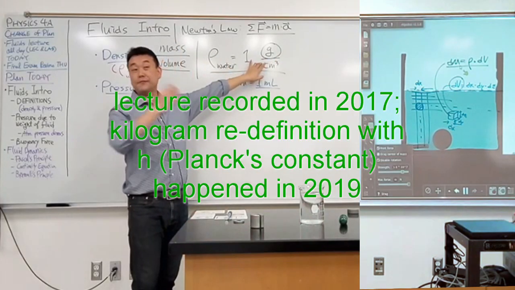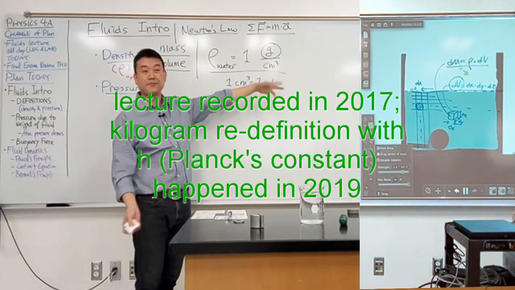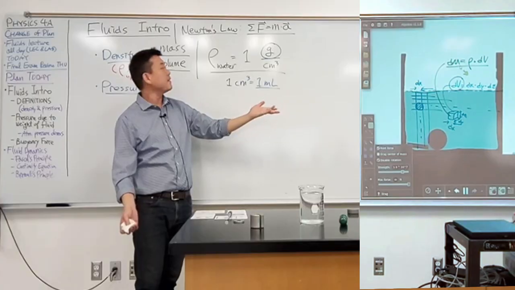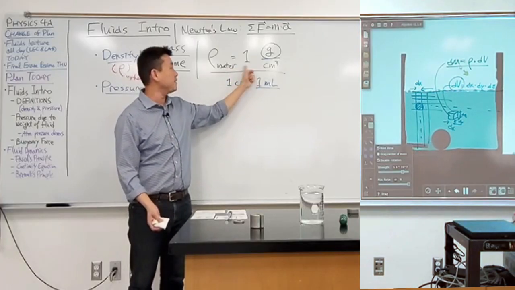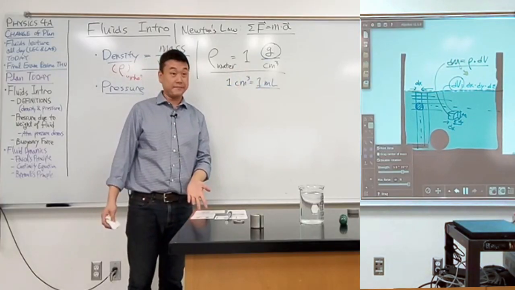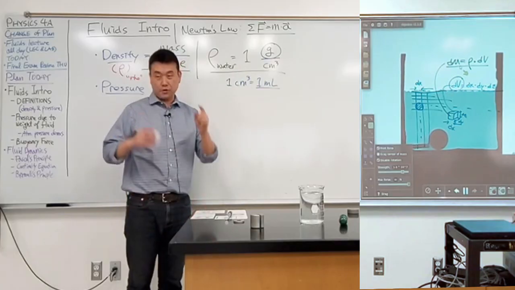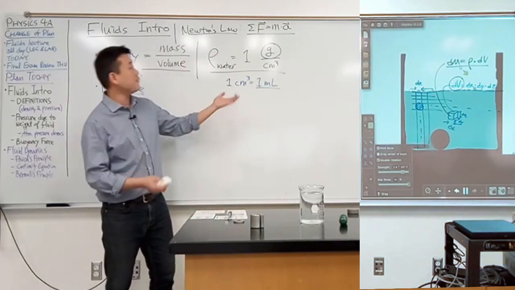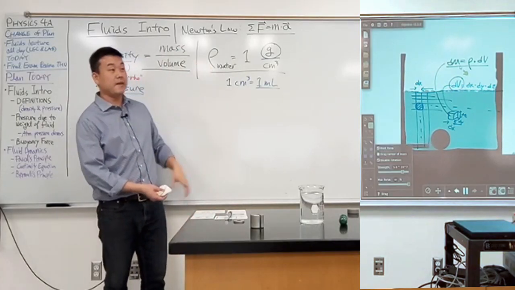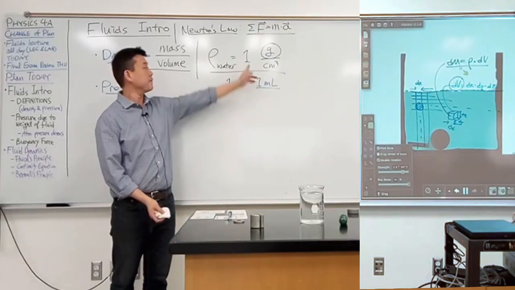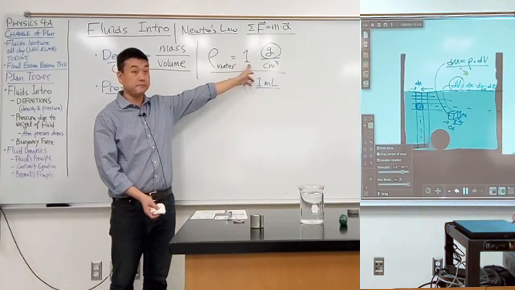And whenever we redefine these units, we always redefine them in a way that we don't have to change the general idea of how much 1 gram is. So with the current definition of gram, it still works out that the density of water is very nearly 1 gram per cubic centimeter.